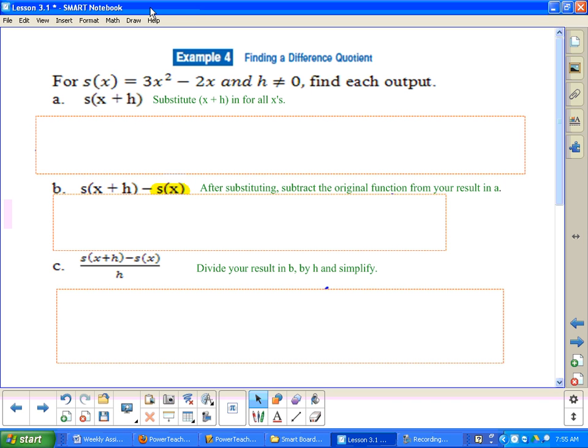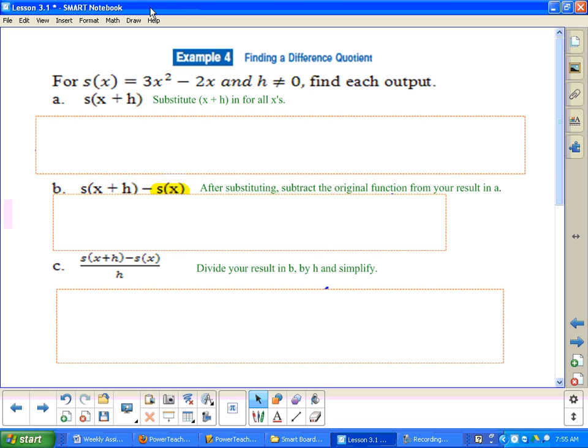Okay, for number 4 here, we're going to put this whole thing together, and we're going to find what's called the difference quotient. And the difference quotient is actually, in reality, all it is finding rate of change. Or what's the same thing as rate of change? Slope. All it is finding slope, rate of change.